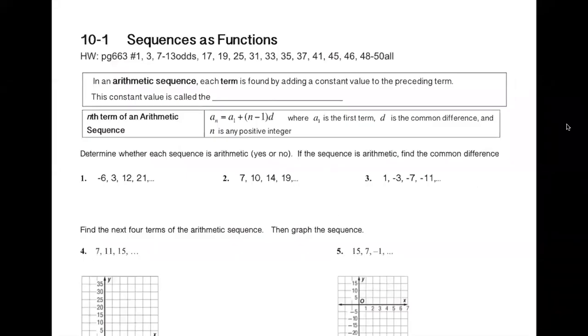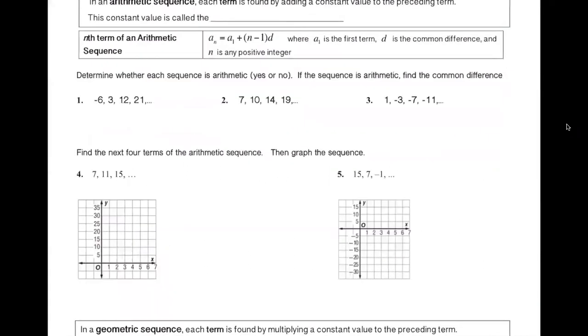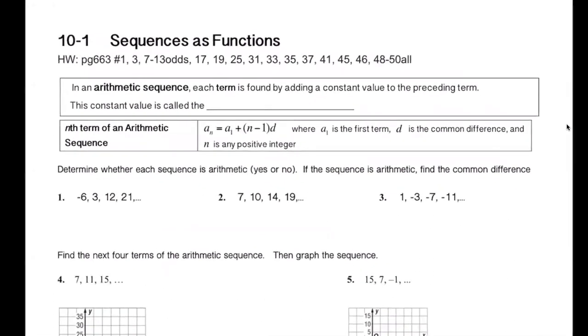All right, guys. So we are jumping to chapter 10 today, sequences and series. This whole chapter is all about sequences and series, and what a sequence is, you can kind of see in the notes. You have lists of numbers where there's a pattern to them. That's what a sequence is. So we're going to be talking about how to handle these lists of numbers with these patterns.